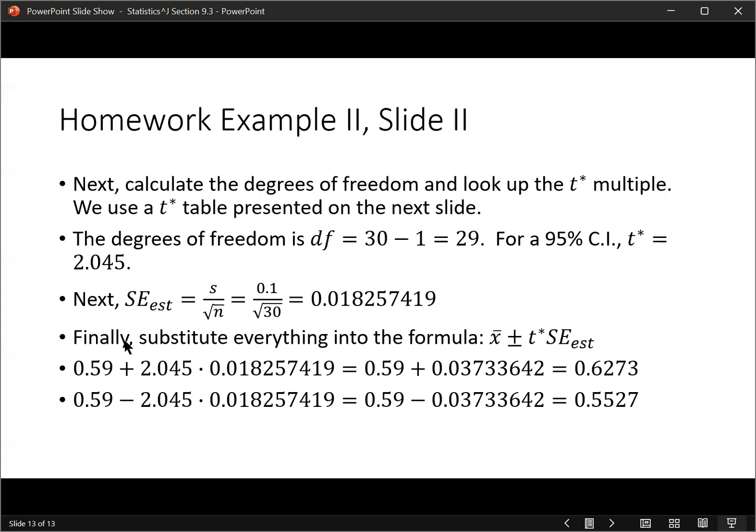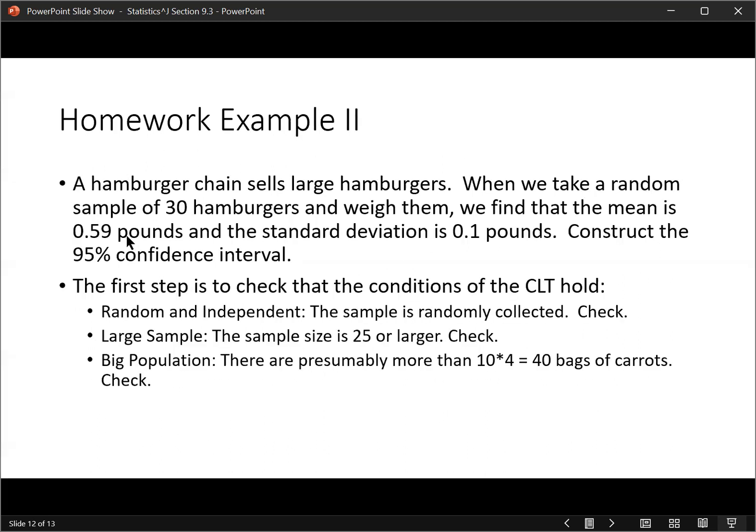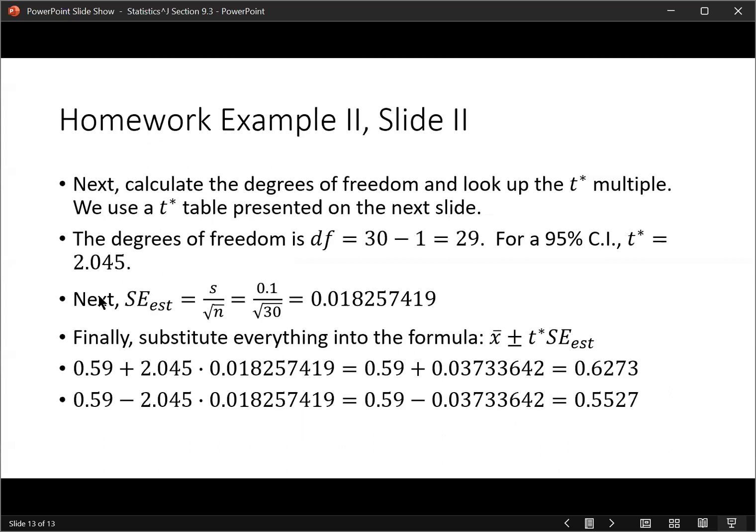Finally, we substitute everything into our final formula. X bar is the only thing we haven't discussed so far, and that is the sample mean, which they gave us: 0.59. So take that 0.59, put it here, add the T-star value times the standard error value that we got, then do the multiplication and add. Do the same with subtraction, and you get your range. So the hamburgers range in weight from 0.5527 to 0.6273. And there you go.